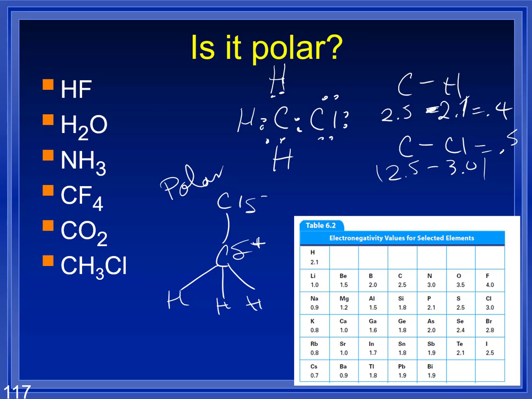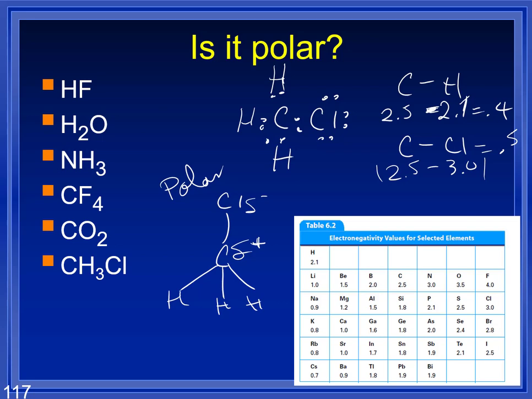Look at this. So you got to check 2 things. First, find if there's a polar bond. I didn't do one that didn't have polar bonds because it's kind of trivial. If it doesn't have polar bonds, you're done. Doesn't matter what shape it is. If everything's shared evenly, you won't have a positive and negative.